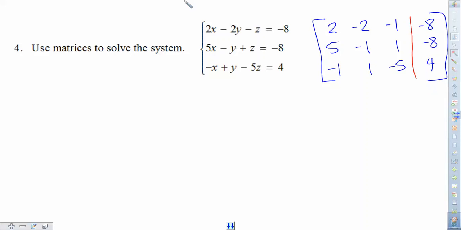Make sure that every variable is in the proper order. See how we have x, y, z, x, y, z. If any of these were out of order, we would need to rewrite it to make sure that we have the proper numbers in there. So next, let your calculator take over. Enter that information into the matrix.